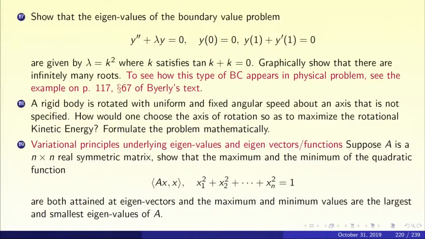A rigid body is rotated with a fixed uniform angular speed. Let us normalize it. Let us assume that the angular speed is 1 unit. Now, how should I choose the axis of rotation? What is variable is the axis of rotation. We must choose the axis of rotation in such a way that the rotational kinetic energy is maximized. So, how would one formulate this problem mathematically? That is the first issue.